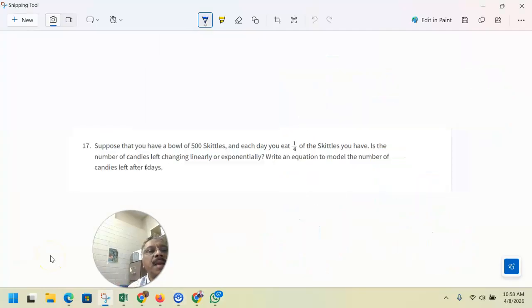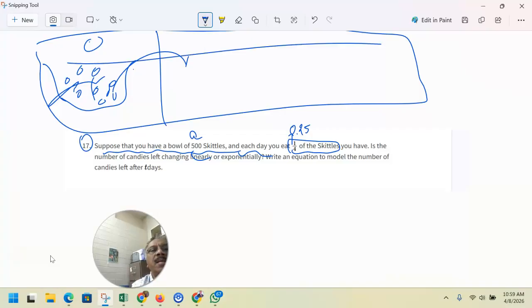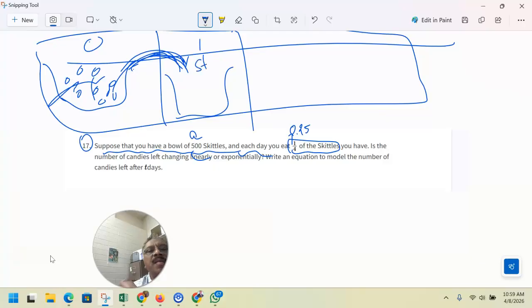Okay, this one is slightly confusing. Suppose you have a bowl with 500 skittles. So this is like a equals 500. And each day you eat 1/4. So every day you finish 1/4, and 1/4 is 0.25. So if this was the beginning, the next day, in one day, the bowl will have less because you already finished one fourth, right? So how much stays inside?